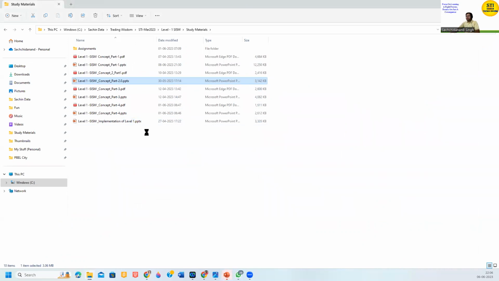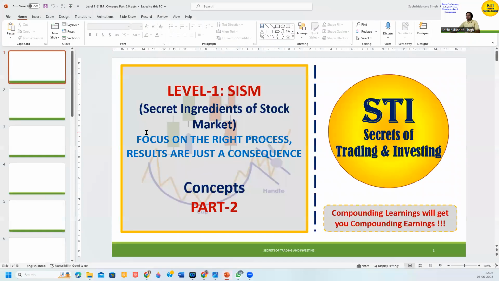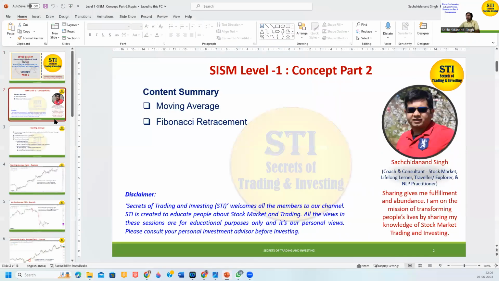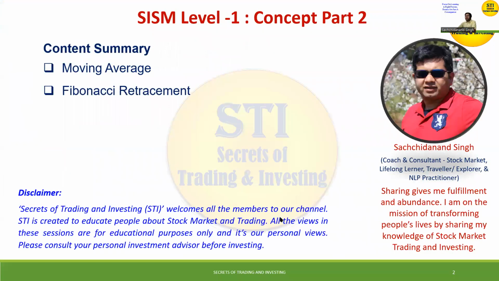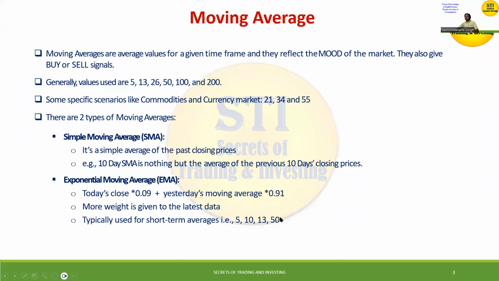I think concept session 1 was a little bit longer than the other one. So concept session 2 has only two things: moving average and Fibonacci retracement. The moving average again has two parts: the SMA, the simple moving average, and the exponential moving average.